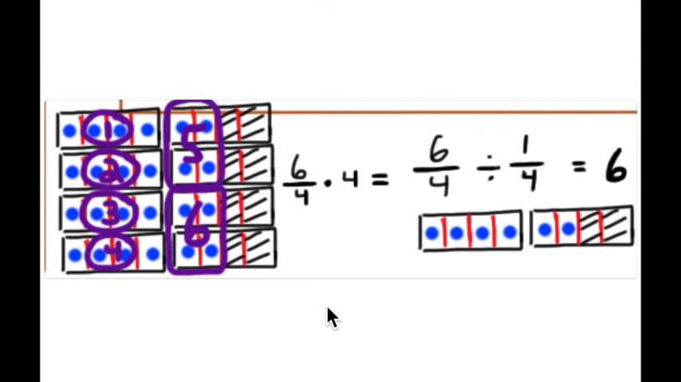This is a long way of saying that 6/4 divided by 1/4 equals 6, and 6/4 times the multiplicative inverse of 1/4, or 4, also equals 6. These 6 right here. Different drawing, different problem actually, but the same answer.